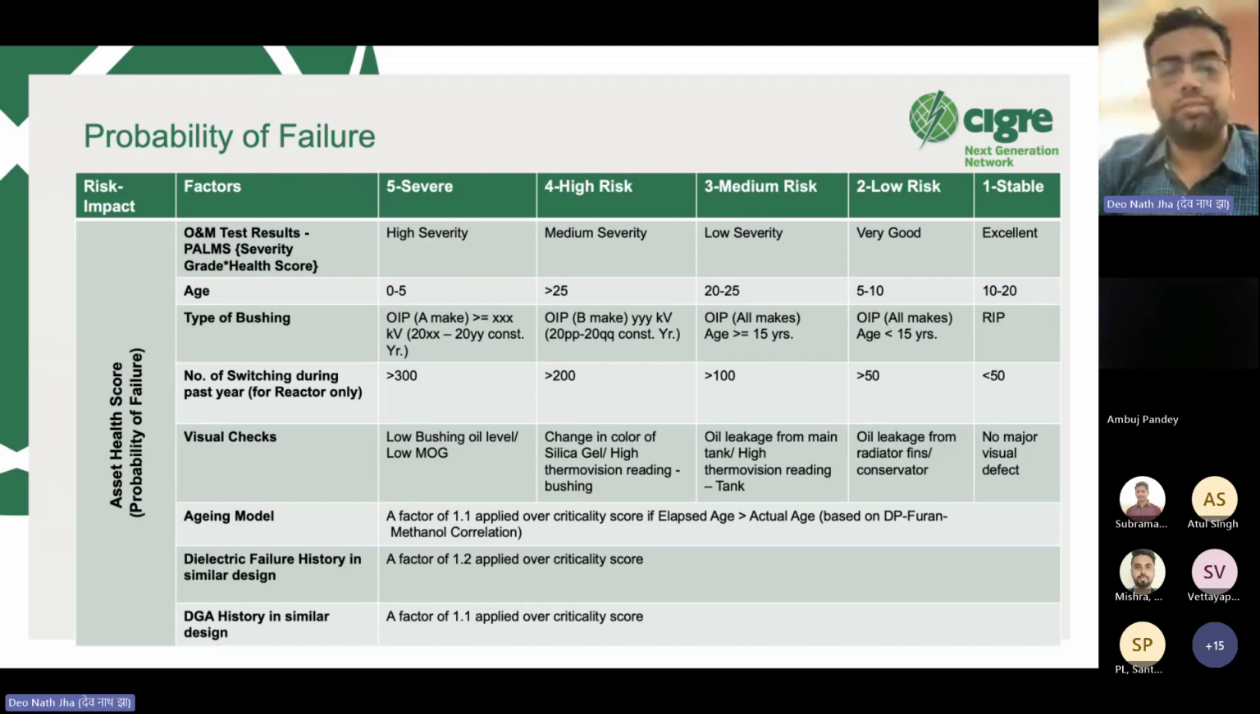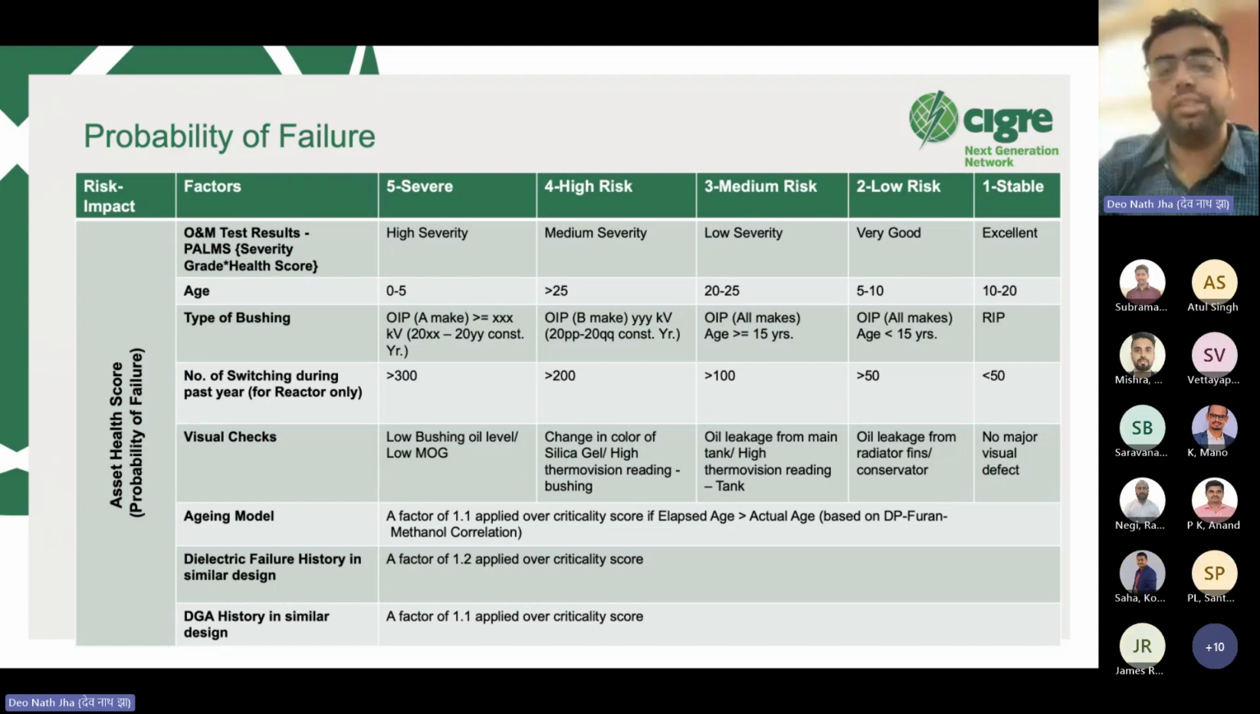In terms of visual checks, we have found the most critical points to be if the transformer bushing has a low oil level, or the MOG indicates a low oil level in the conservator. Other than that, other significant points are if the silica gel has changed color, or there is a high thermovision reading in the bushing, then that is also categorized as high risk. And now, based on all these above parameters, we are calculating a health score, and then we are suitably weighting it with the aging model or the failure models.